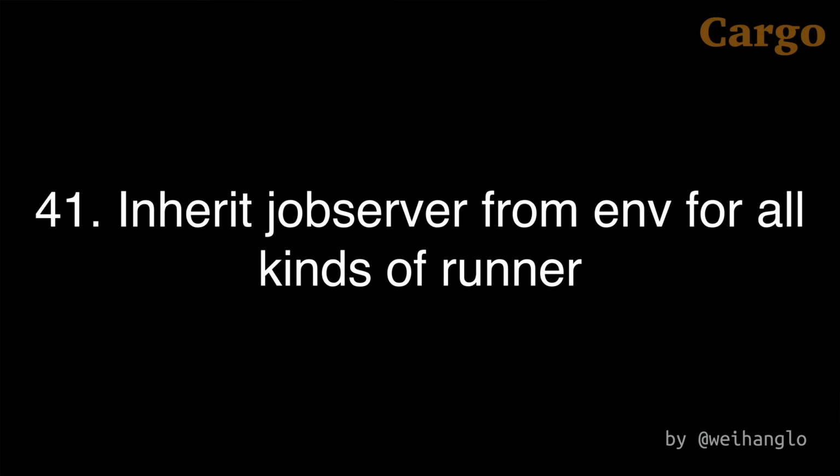Number 41. The job server, or the part of the build system that enables building things in parallel, is now inherited from the environment for all runner kinds. So, for example, if you need to do a cargo run from a makefile of some external project, that can now inherit the job server. In other words, Rust can compile faster now when you mix it into external build scripts.